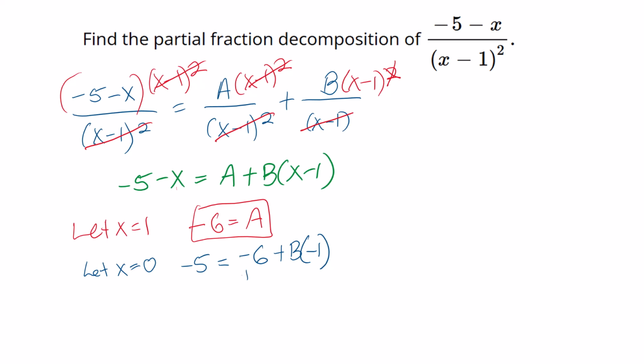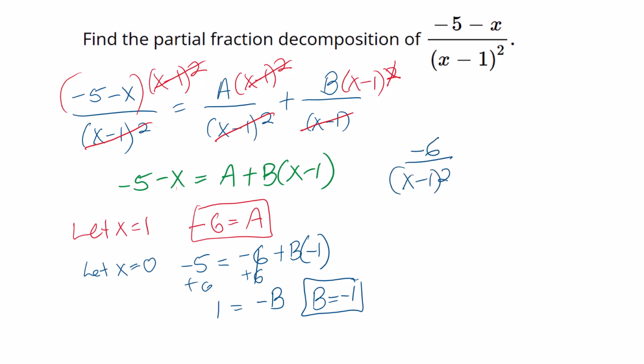We can add 6 to both sides, and it looks like negative b equals 1. So b, multiplying both sides by a negative 1, will be negative 1. So if we wrote down our final answer, a was negative 6, and that was over x minus 1 squared, and then we have minus 1 for the b, and that's over x minus 1.